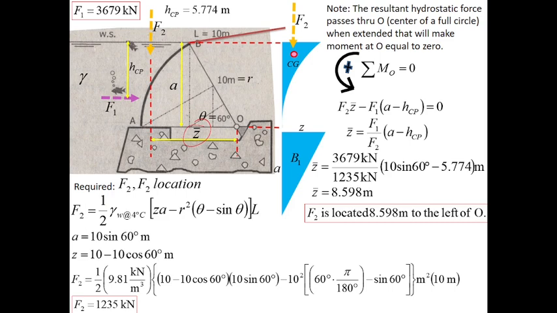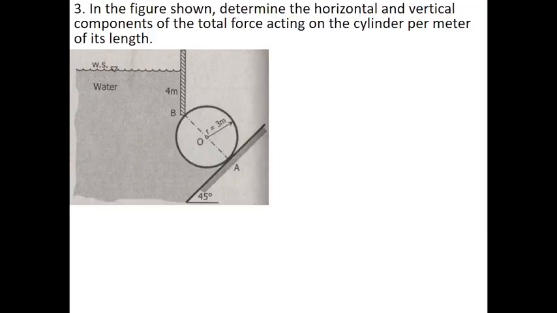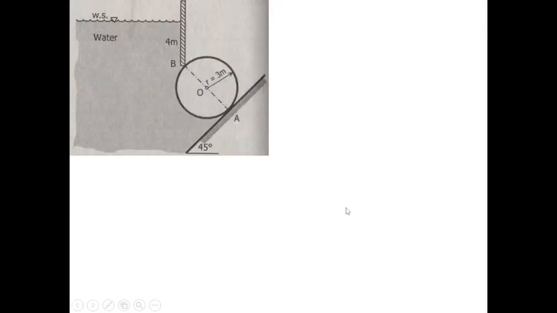So, we can now proceed. Here's the next example. In the figure shown, determine the horizontal and vertical components of the total force acting on the cylinder per meter of its length. So let's analyze. We're going to find F1 and F2.